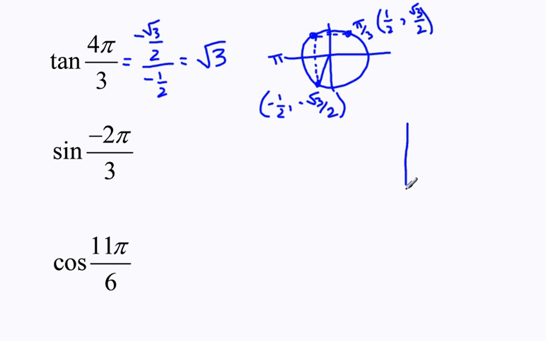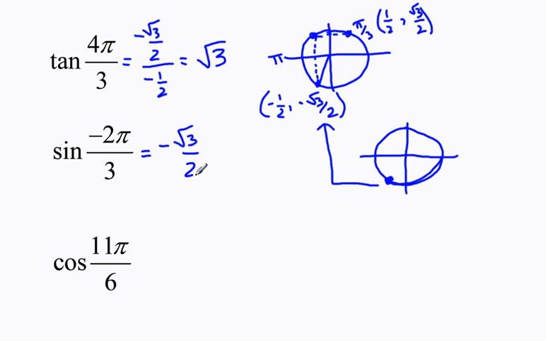All right, let's try sine of 2π/3. So I go around and let's see, I'm going 2/3 of the way to π in the opposite direction. And wait a sec. Oh, that's the exact same place as right here. Sine is my y coordinate. So I've got negative √3/2.